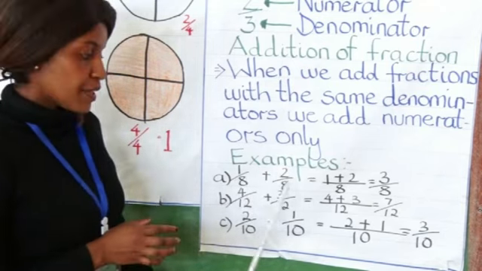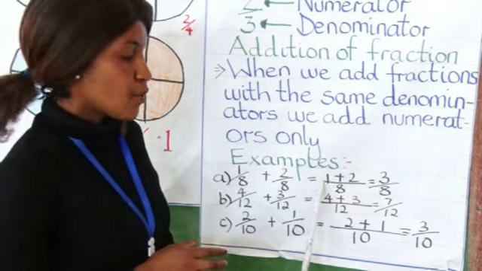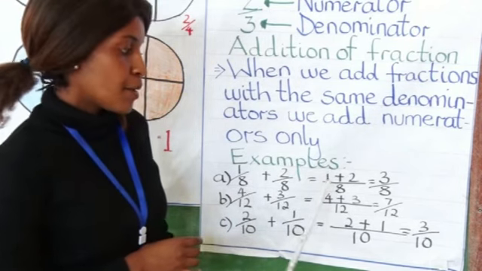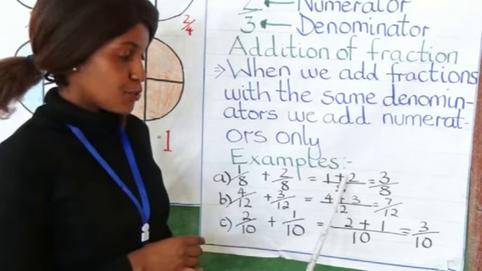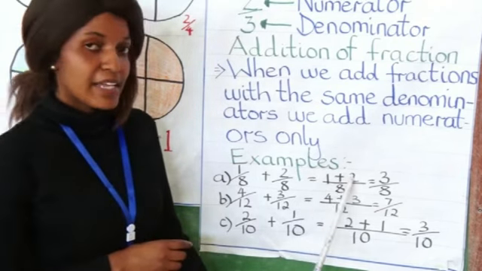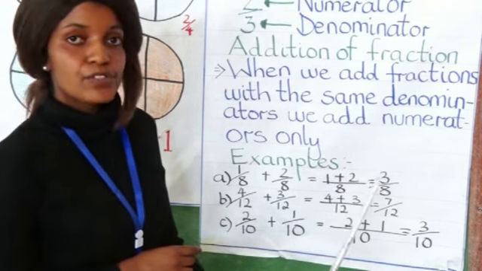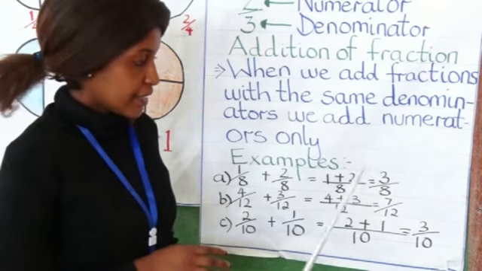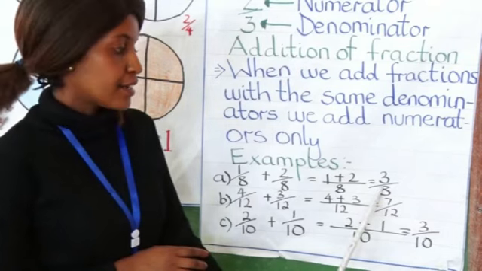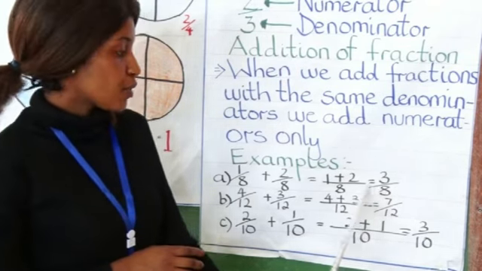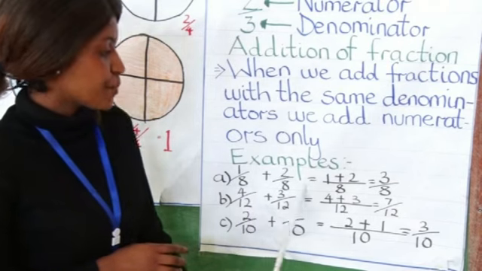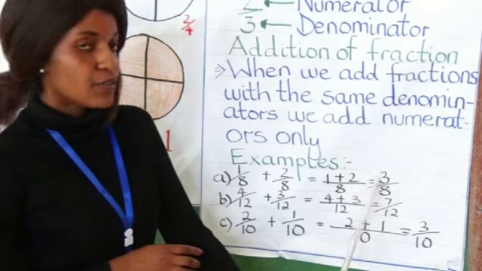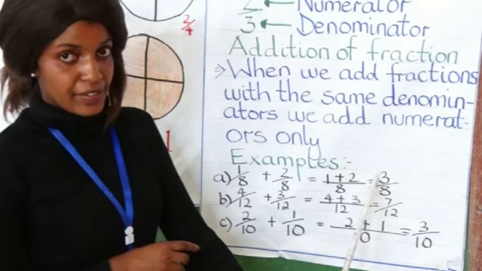When we add fractions with the same denominators, we add only the top numbers. So we take number 1 plus number 2. When you take 1 plus 2, the answer is equal to 3. So we write 3/8, the same denominator. You can see here, number 8 remains the same. So we deal only with the top numbers.